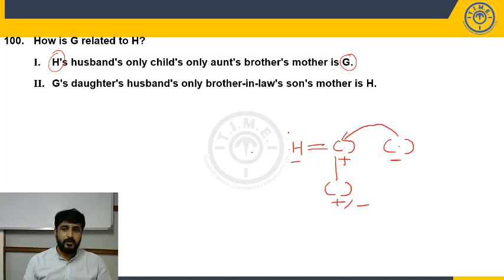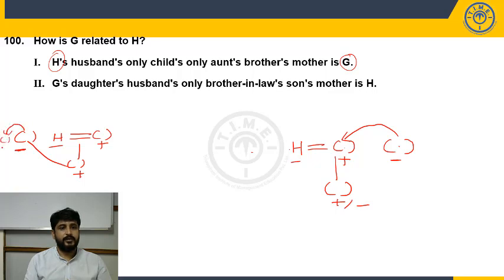Okay, have you got the logic? H, one only child, only aunt, brother. So brother can be some other people. Brother, mother is G. So in this case here the mother is G. In this case these people's mother is G. So how is G related to H means? In this case it is mother-in-law. In this case as these three are siblings, mother. So mother, mother-in-law. So can you say confirmly? No. So one alone is not sufficient.